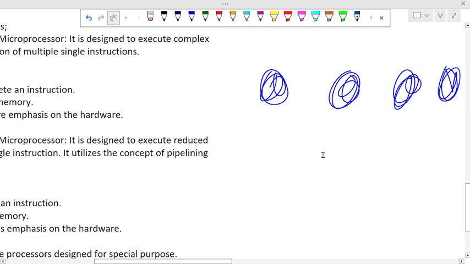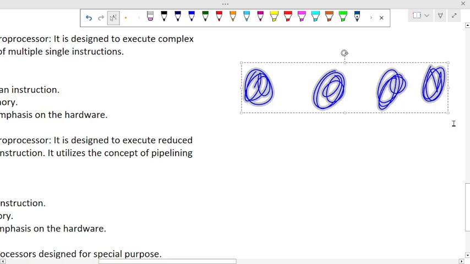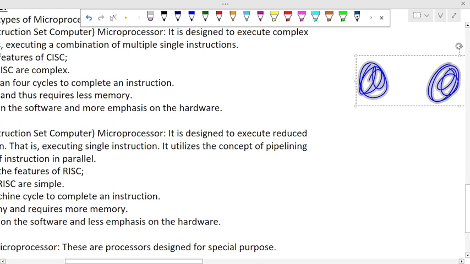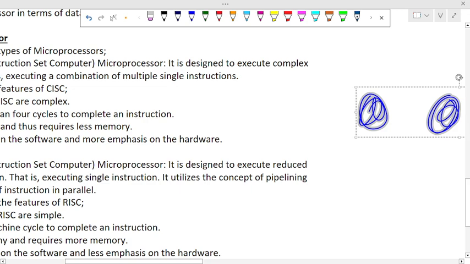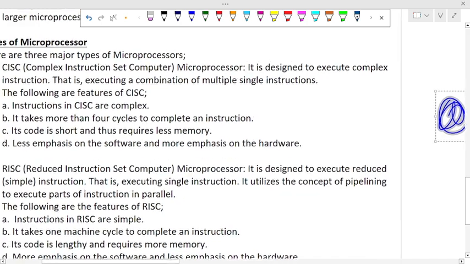In CISC, which is complex instruction set computer, that type of processor takes all these single instructions and combines them to execute. That combination is what makes it complex, because it now has multiple single instructions. Are we seeing it now?